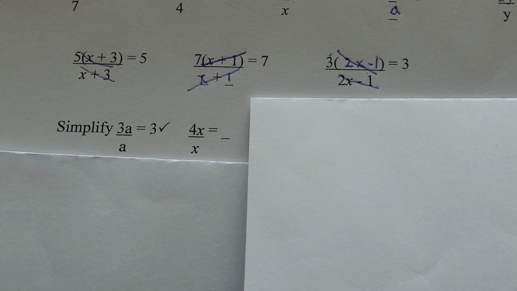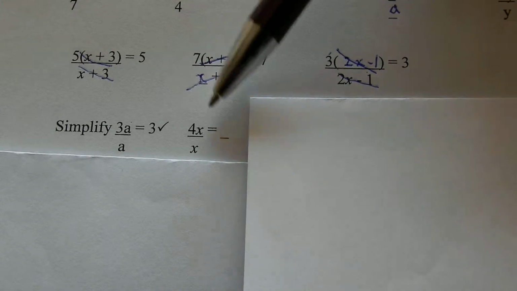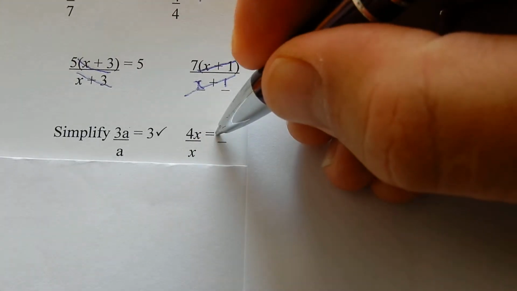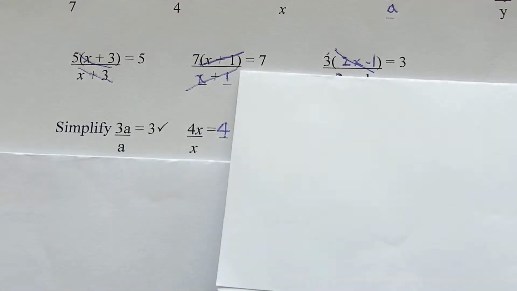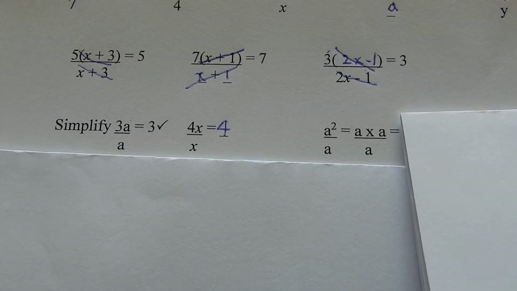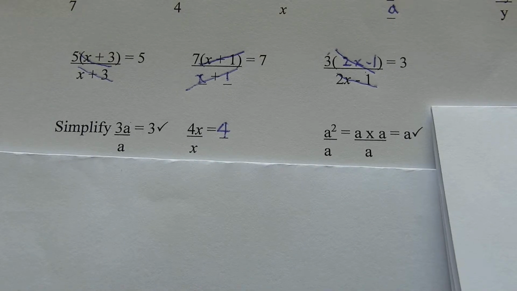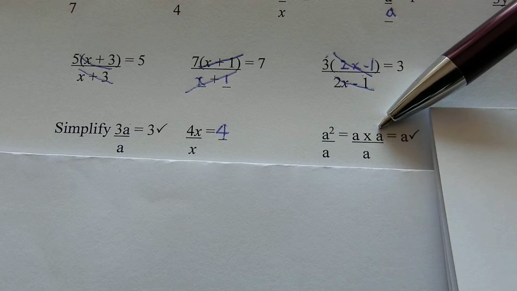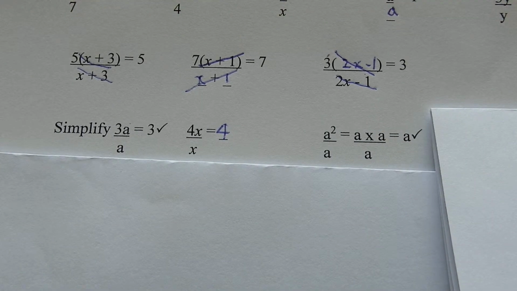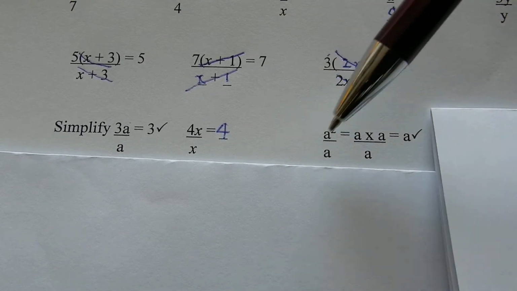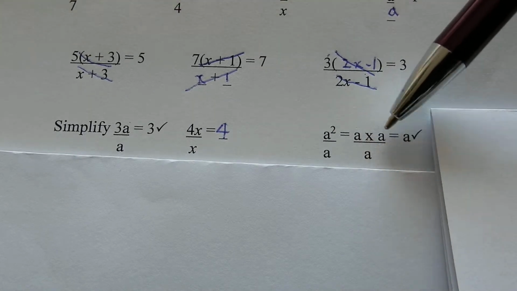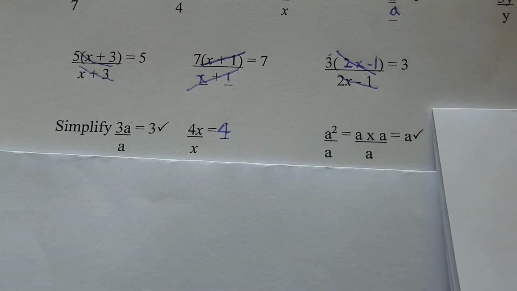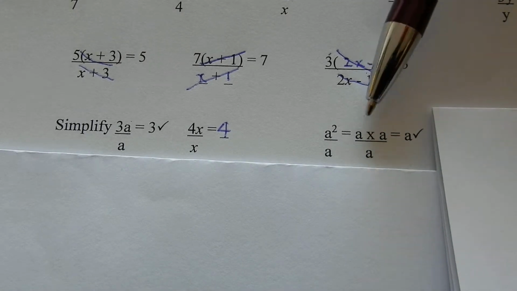4 times x divided by x. Well, the x's cancel. X divided by x is 1. So 4 times 1 is 4. Keep them going, keep them going. One stage more difficult. A squared is A times A. Any number squared is times itself. And now we've got A times A divided by A. So A could be 5. It works for any number, but 5 is one of my favourites.